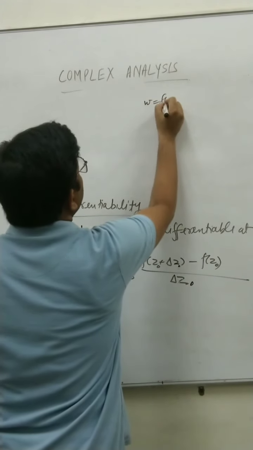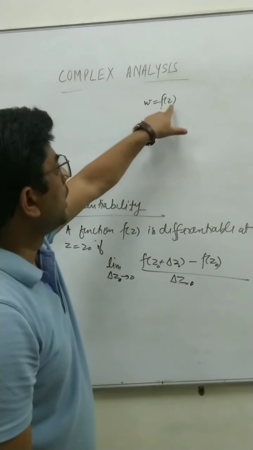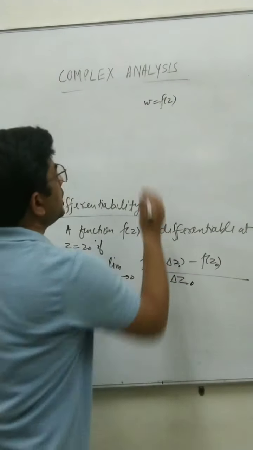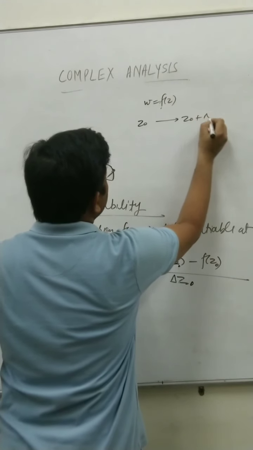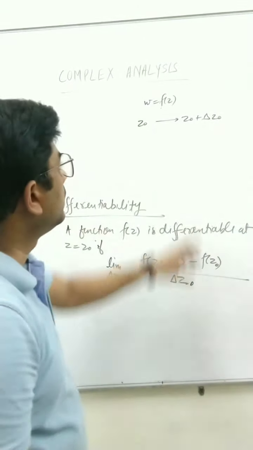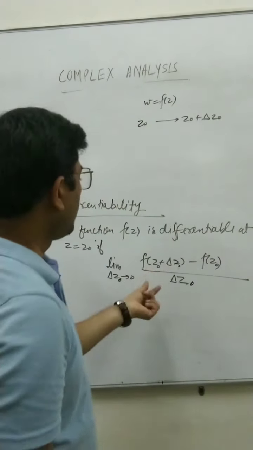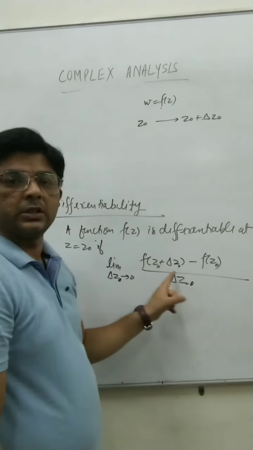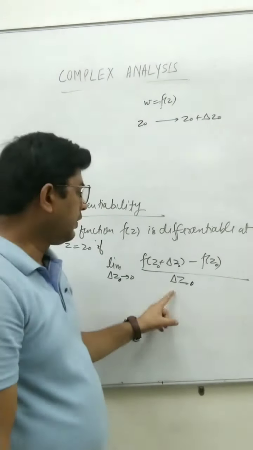The given function is w equal to f(z). So if we have to find the derivative at a point, this will be f(z₀), and we want to find a change in z. Suppose this is the initial value and this is the value after taking a change Δz₀. So these are the two points. This is f(z₀ + Δz₀) minus f(z₀), which is the difference in the value of w, upon the difference in the value of z.